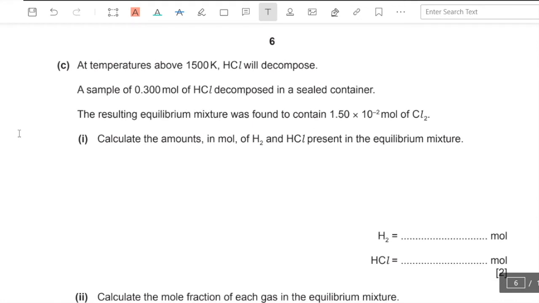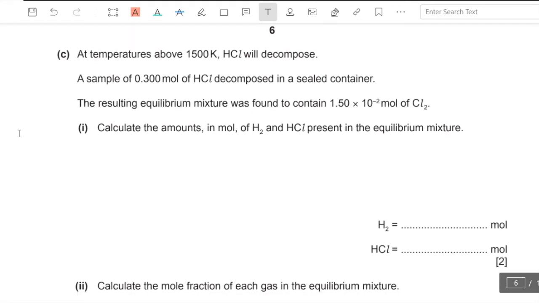C. At temperatures above 1500 Kelvin, hydrogen chloride will decompose. A sample of 0.3 mole of hydrogen chloride decomposed in a sealed container. The resultant equilibrium mixture was found to contain 1.5 times 10 to the power of -2 mole of chlorine. 1. Calculate the amounts in mole of hydrogen and hydrogen chloride present in the equilibrium mixture.